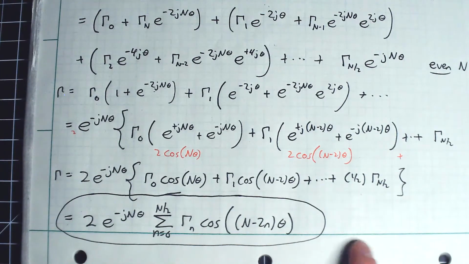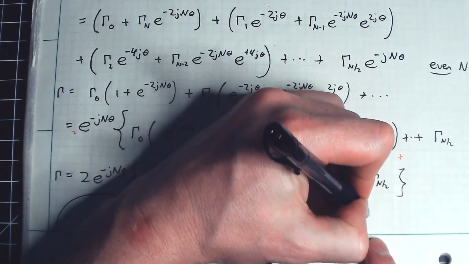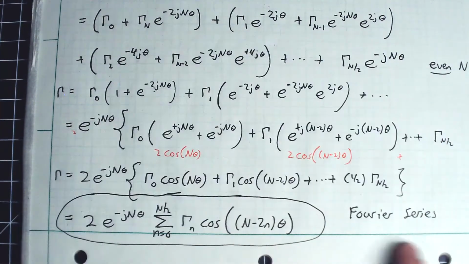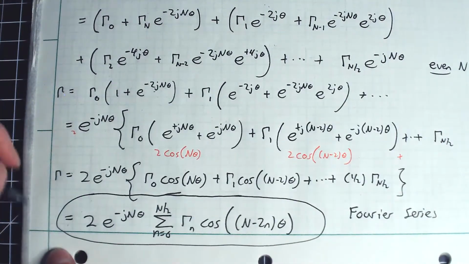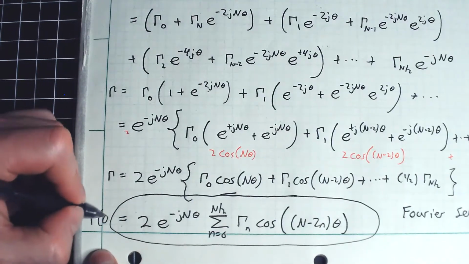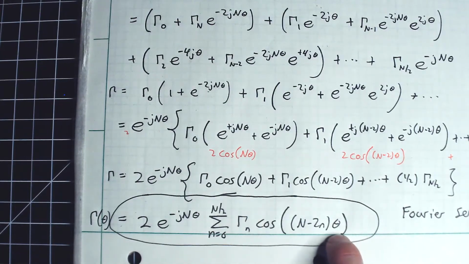So this is a Fourier series, isn't it? Which is very interesting. A Fourier series. And in particular, this is going to be this gamma here. So I'm going to write this as gamma of theta. Okay, so it's a Fourier series about this electrical length theta.